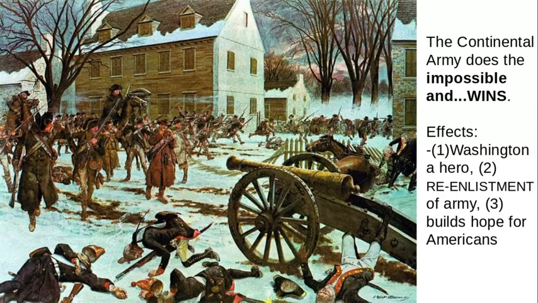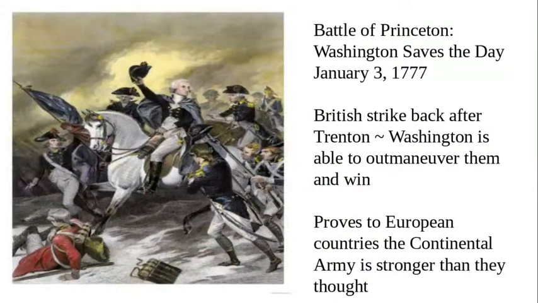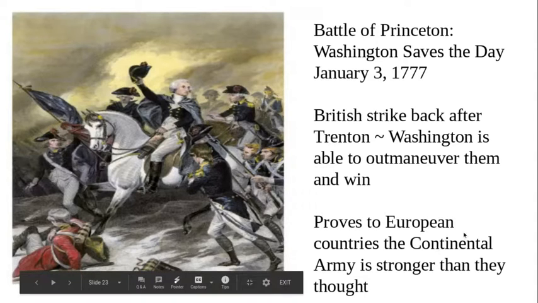Well, Washington finds out there's a small group of British soldiers not very far away in Princeton, New Jersey. And so he goes less than 10 days after his victory at Trenton and attacks the British at Princeton, and he wins again. Why is this important? Right down here in this bottom paragraph.